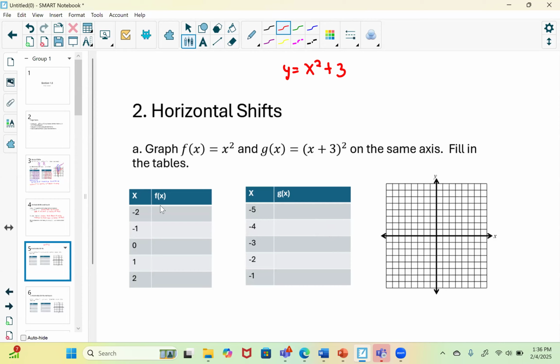So we're going to plug in negative 2. Again, we should know this one. Negative 2 squared is 4, negative 1 squared is 1, 0 squared is 0, 1 squared is 1, and 2 squared is 4. Okay, so then I'm going to do this one.